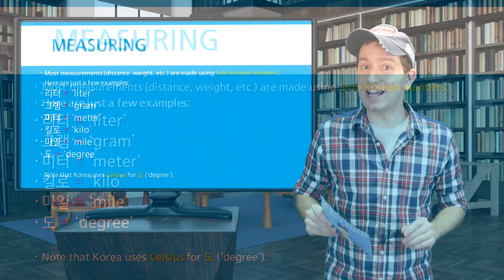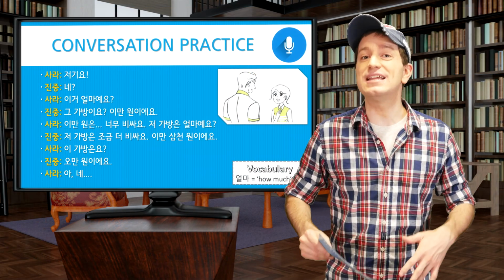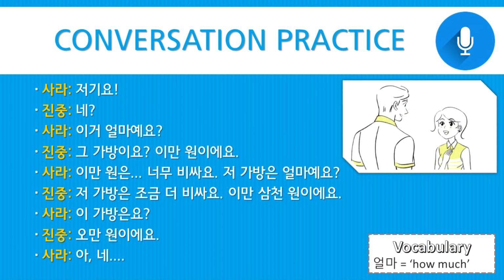Alright, so we've done a lot of practice with numbers in this lesson. Let's take some of what we've learned and put it together into a conversation between two people. Here we have Sara and Jinjung.